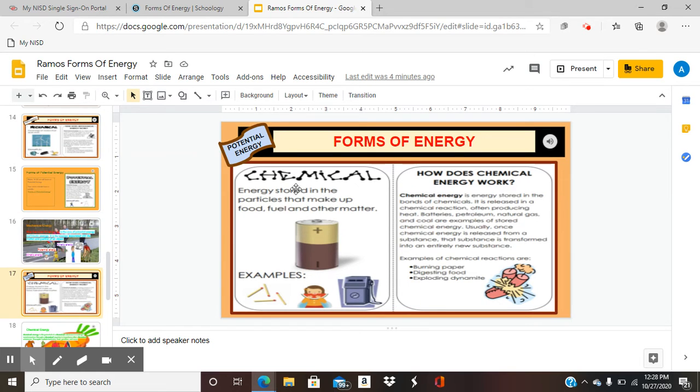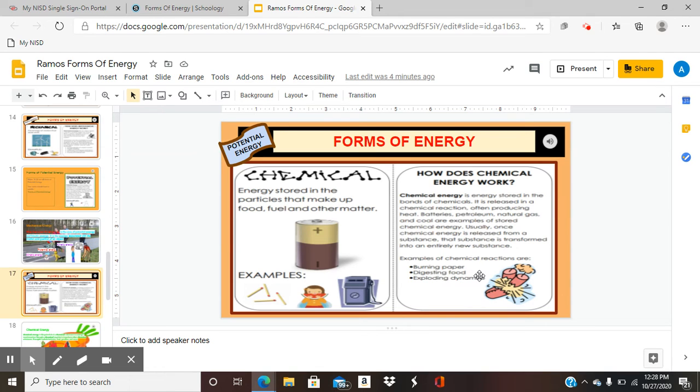Chemical. So chemical is energy stored in the particles that make up food, fuel, and other matter. Okay, so chemical energy is energy that's stored in the bonds of chemicals. It is released in a chemical reaction, often producing heat. So, batteries, petroleum, natural gases, and coal are all examples of stored chemical energy. Once chemical energy is released from a substance, that substance is transformed into an entirely new substance.